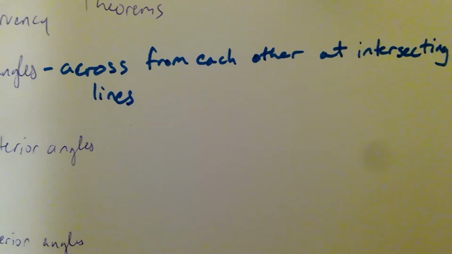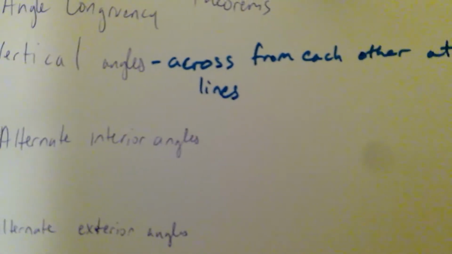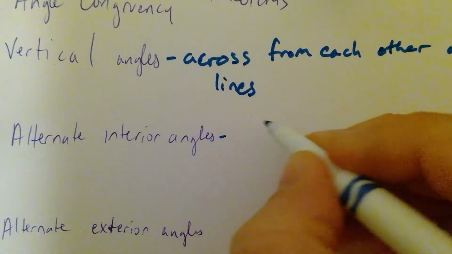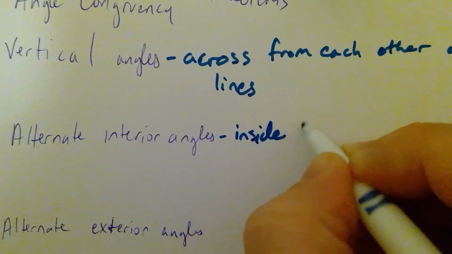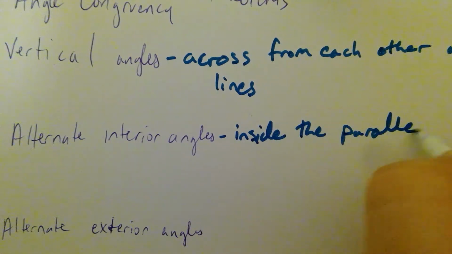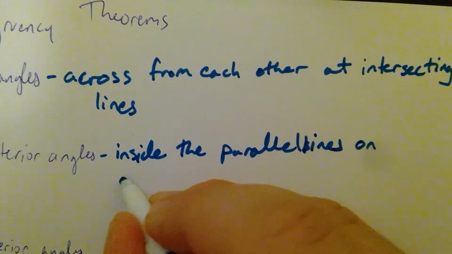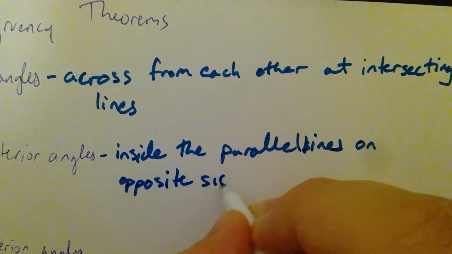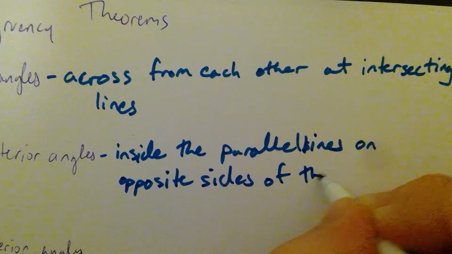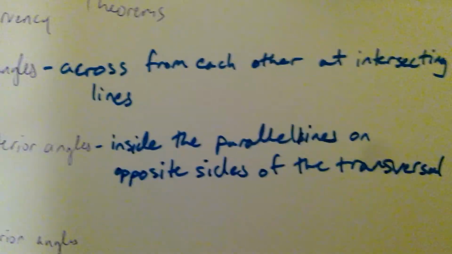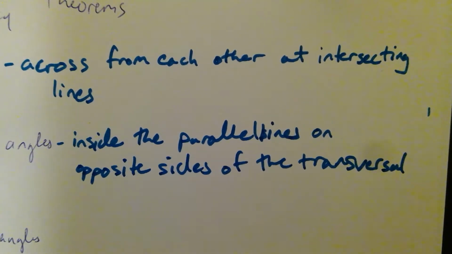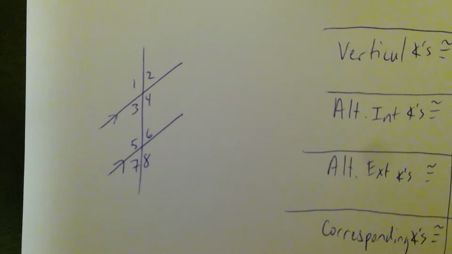Our alternate interior angles are inside the parallel lines on opposite sides of the transversal. Now, we are throwing it back a bit by using fancy words like parallel lines and transversal. I'm going to dip down for a second just to look at our picture. This is what we're going to look at in a second. I think that this should be familiar to us.